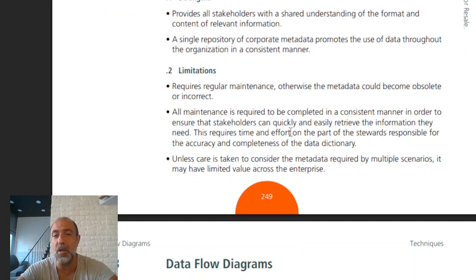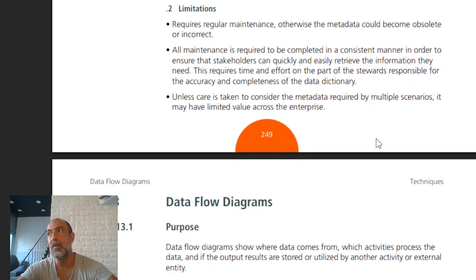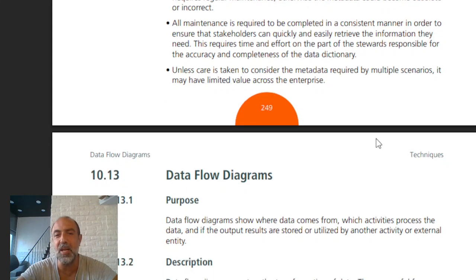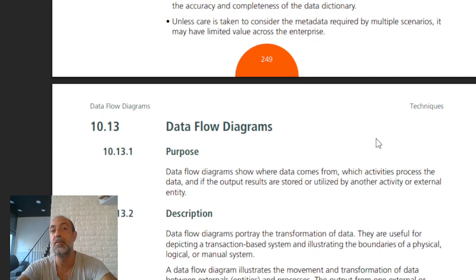It requires regular maintenance, otherwise the metadata could become obsolete or incorrect. Absolutely, because if an enterprise is not evolving, it's deteriorating. If something is not growing or expanding or evolving, it's collapsing. All maintenance is required to be completed in a consistent manner in order to ensure the stakeholders can quickly and easily retrieve the information they need. This requires time and effort on the part of the stewards responsible for the accuracy and completeness of the data dictionary. Unless care is taken to consider the metadata required by multiple scenarios, it may have limited value across the enterprise. You get it?